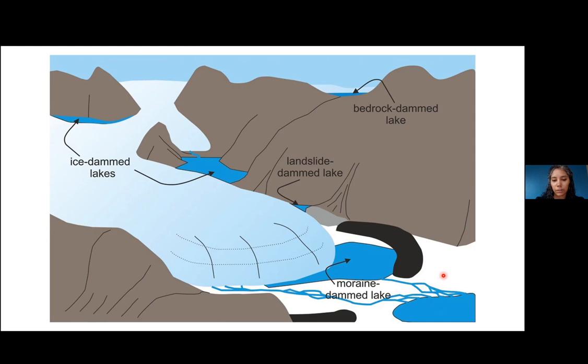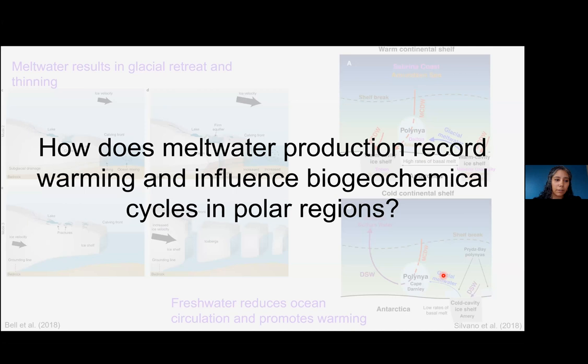So I'm interested in particularly this question here, and I put a couple of cool photos from other studies in the background of this slide. As a geochemist, how does meltwater production record warming in the cryosphere? And how does this influence biogeochemical cycles in polar regions, knowing that biodiversity, especially in Antarctica, is quite low?